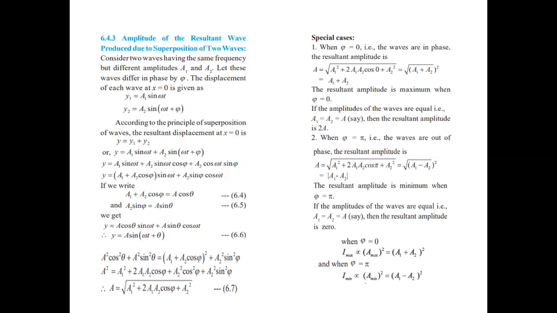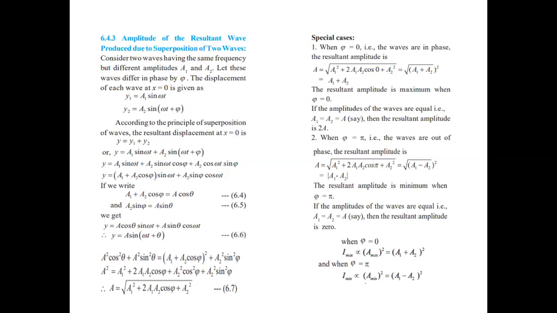Equations 6.4 and 6.5 can be squared and added. After that we get A square cos square theta plus A square sin square theta equal to A1 plus A2 cos phi bracket square plus A2 square sin square phi. On the left hand side, cos square theta plus sin square theta becomes 1. So we can write A square equal to A1 square plus 2 A1 A2 cos phi plus A2 square cos square phi plus A2 square sin square phi.